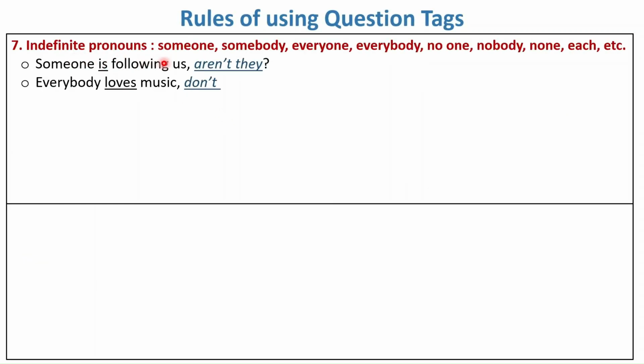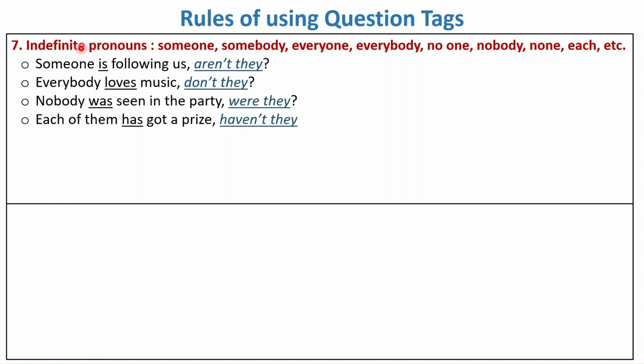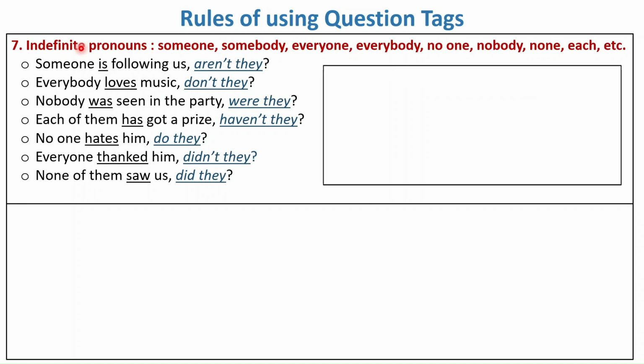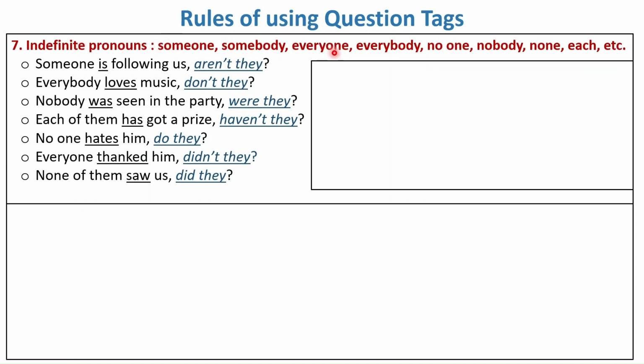Indefinite pronouns. Indefinite means that is uncertain, that is not definite. Someone, somebody, everyone, everybody, no one, nobody, none, each. These are indefinite pronouns because we don't know actually who they are. Someone is calling us. Who is someone? We have no idea. It may be he, it may be she, or they. Therefore, these pronouns are known as indefinite pronouns.